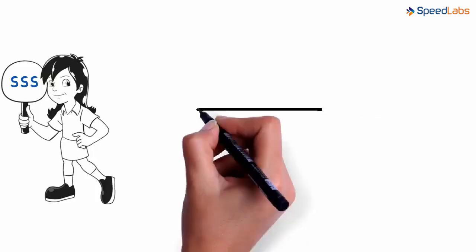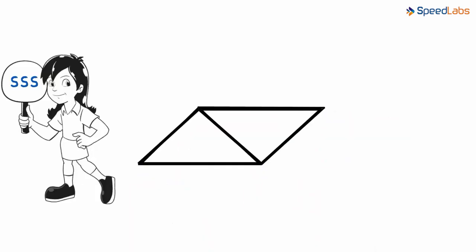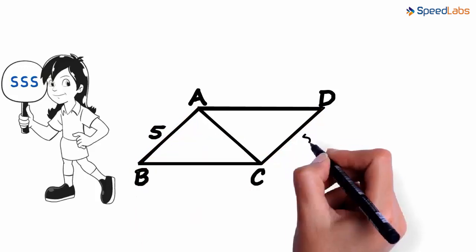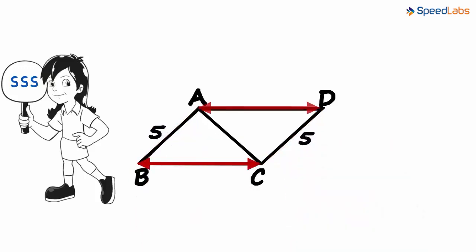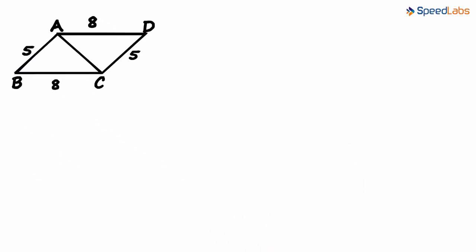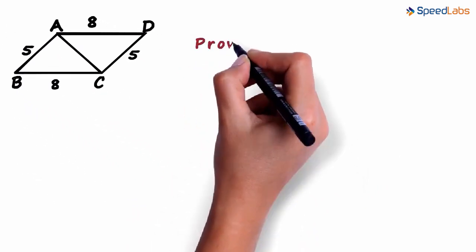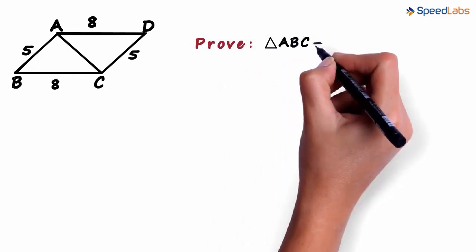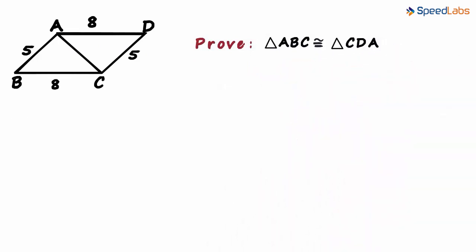Look at this quadrilateral with one of its diagonals drawn. It's quadrilateral ABCD. Lengths of AB and CD are given to us as 5 units, and BC and AD measure 8 units. Nothing else is provided. We have to prove that triangle ABC is congruent to triangle CDA. This is ABC and this is CDA.